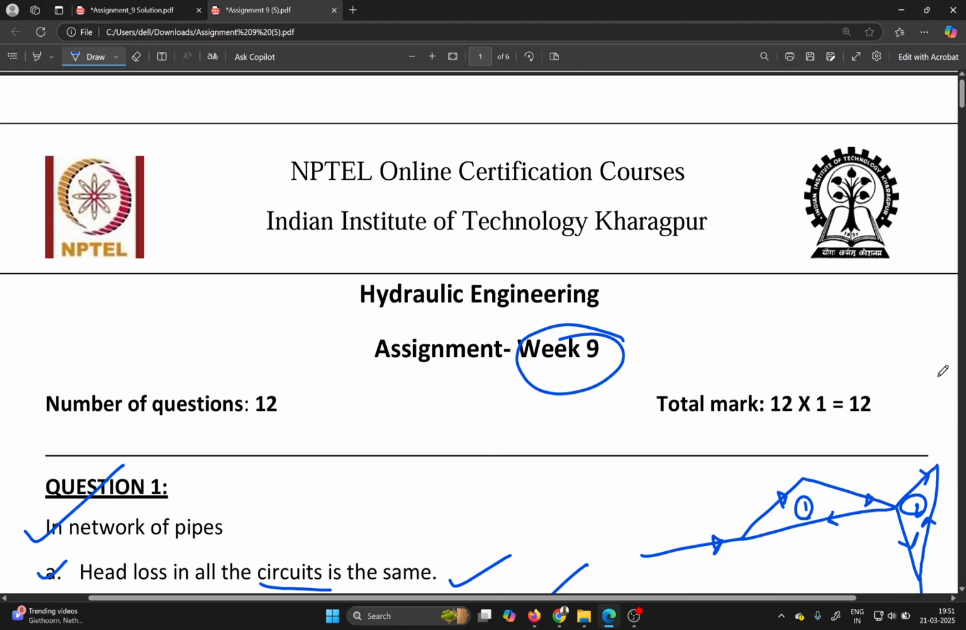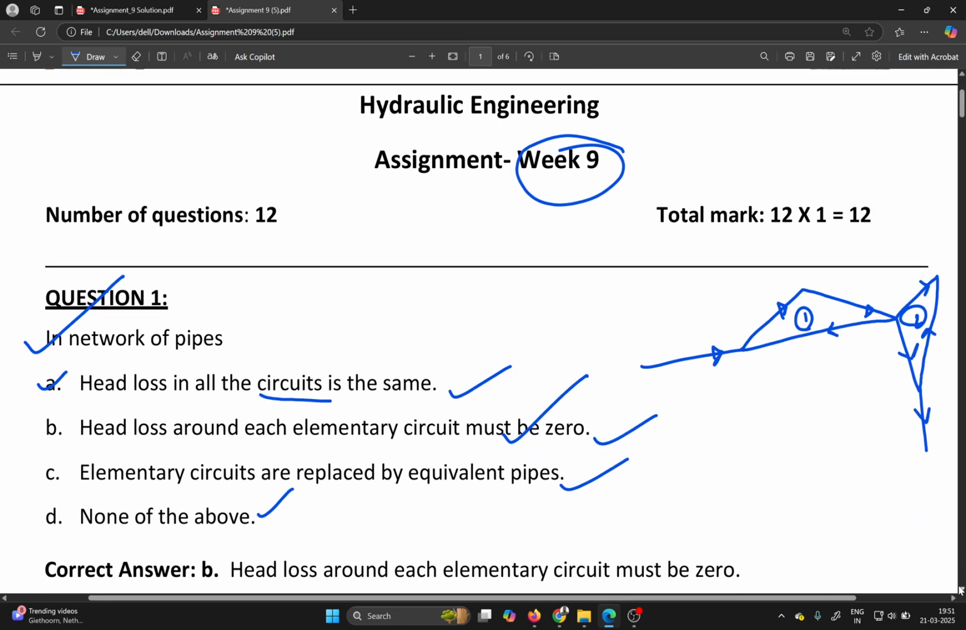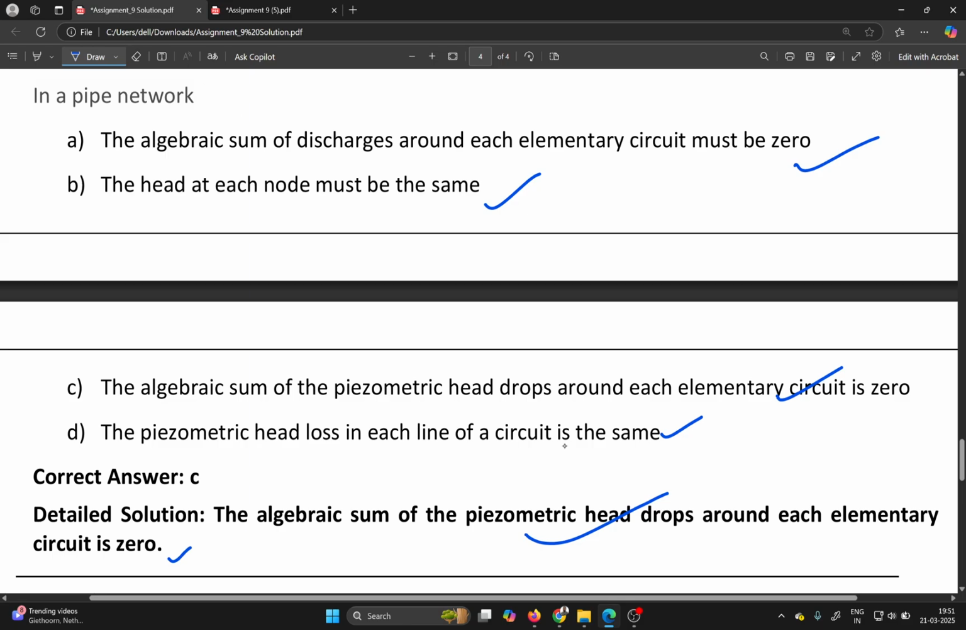Just if I want to show you, I think the first question was about this. Yes, here: in a network of pipe, the head loss around each elementary circuit must be 0. Here also talking about the same thing. The head drop means what? The head will be dropped due to the loss only. So this was the connection.